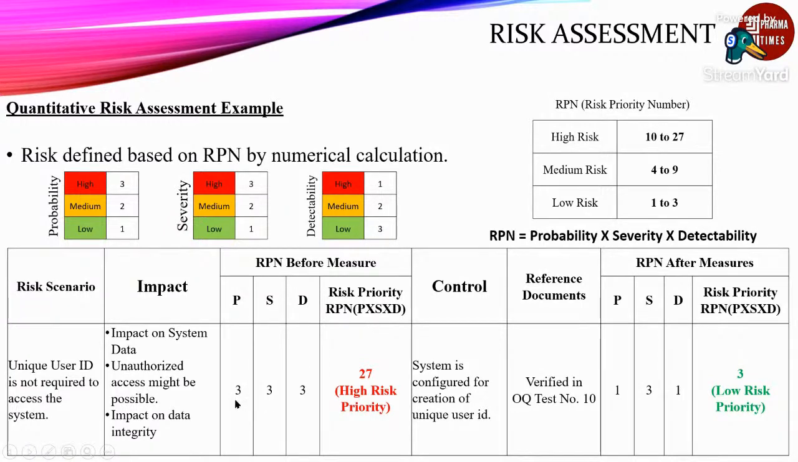Then I multiply this P, S, and D, and it creates one number. It's called RPN, meaning the risk priority number. So based on this table, I come to know that it is in high risk priority. The final generated number is 27. So my system is at high risk before the measures.